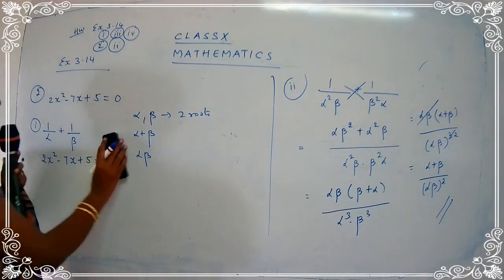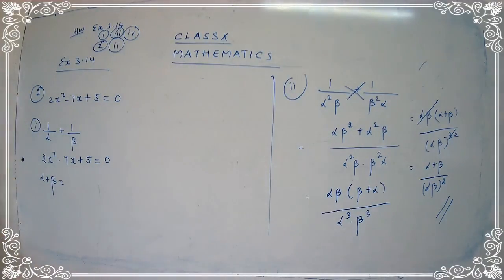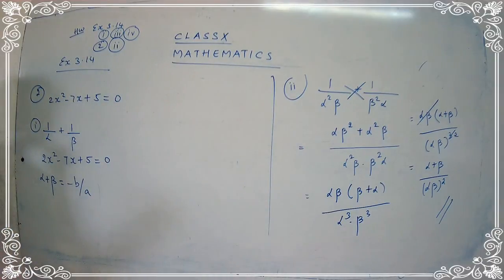Okay, so now let's start with the answer. I'm going to find alpha plus beta. What is the formula for alpha plus beta? Minus b upon a. Let's find out. Now what is minus b upon a? Here you will have a question: what is this minus b upon a?